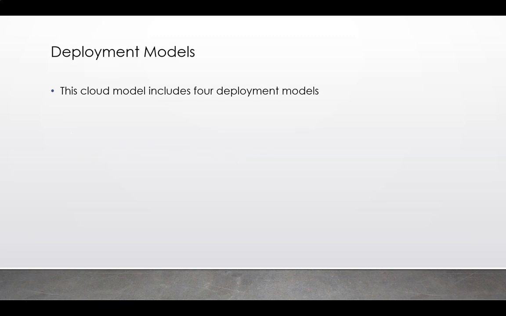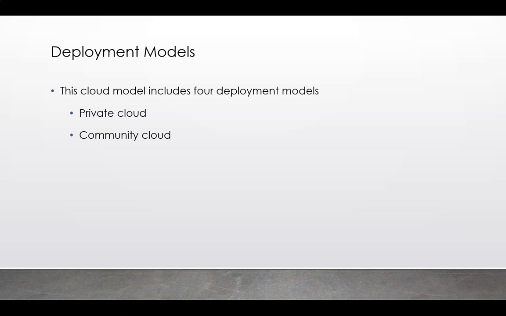And the NIST cloud model includes 4 deployment models. Private cloud. The cloud infrastructure is provisioned for exclusive use by a single organization comprising multiple consumers or business units. It may be owned, managed, and operated by the organization, a third party, or some combination of them, and it may exist on or off premises.